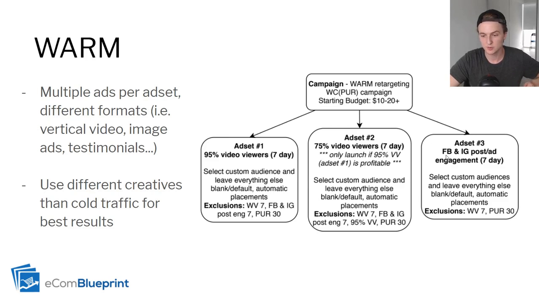Now, the third one, you want to launch right away. This is Facebook and Instagram post and ad engagement. So people who commented on your ad, people who tagged friends and such. These people know your product, and it's very likely that they're interested if they're commenting on your ads. I like to separate this from just the 95% video viewers, and that's why I exclude it in both of these ad sets.